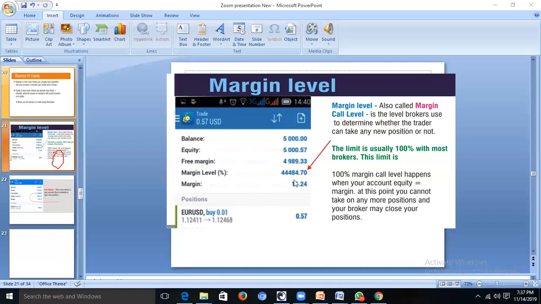This margin is just a figure they have. It is always here. These are the things you'll be checking: these 4 things, your balance, your equity, your free margin, and your margin level percentage. The margin itself doesn't really matter. Don't bother yourself about this one. Just bother yourself about this margin level percentage, which is most important.